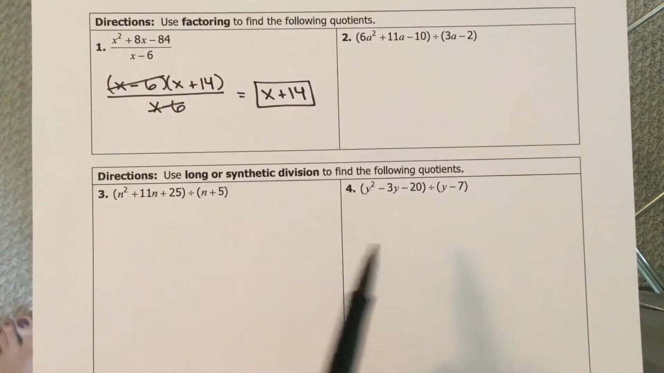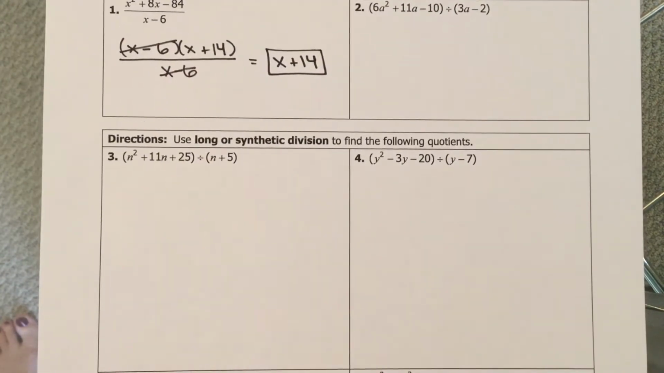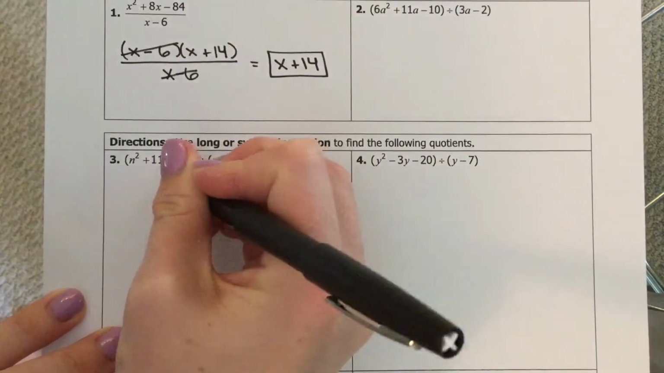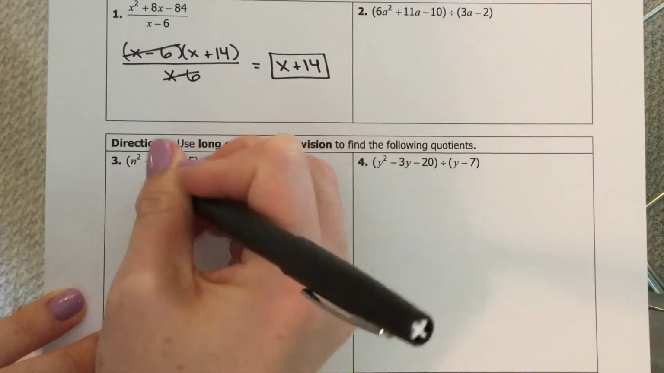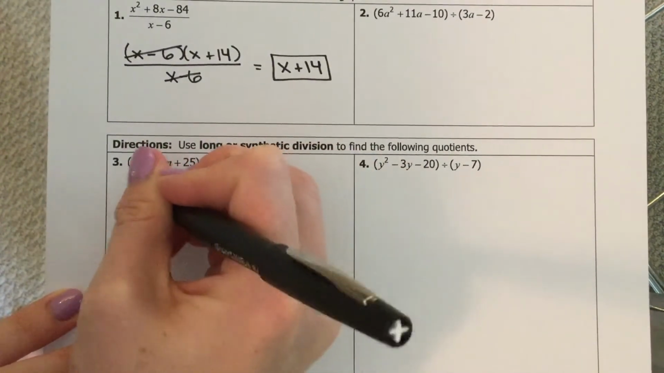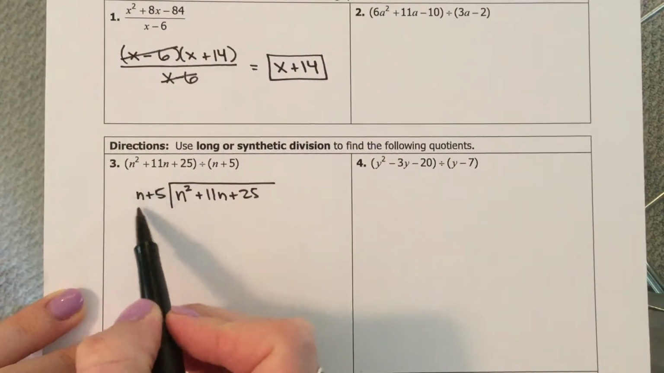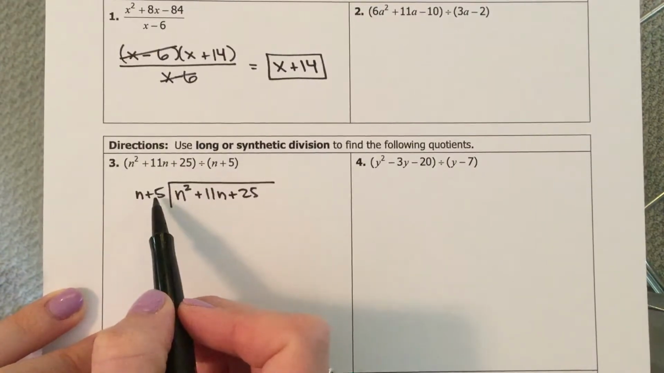These ones, you can use either long or synthetic division. So I want to make sure that you're practicing a little bit of each, so don't stick with one method the entire time. So I'm going to do both 3 and 4. I will do 3 using, let's say, long division. So we set this up. So you've got your first piece right here, and then you are dividing that by n plus 5. So remember the way this works, you focus all of your energy on this first part of the binomial right here, and the second half will just kind of follow along in its place.